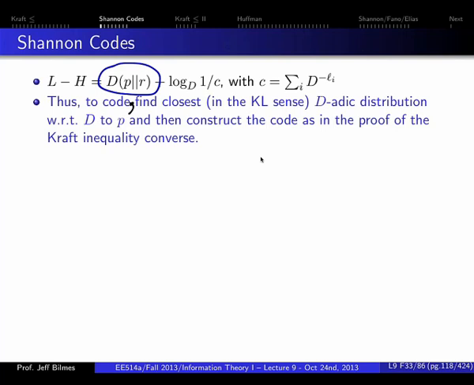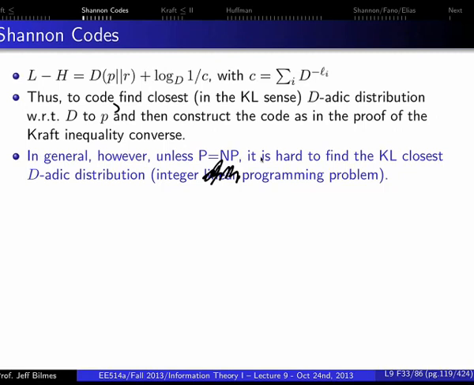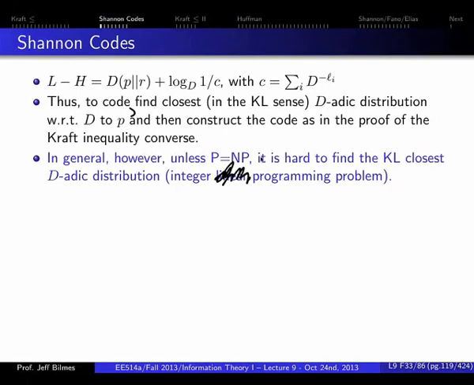But unfortunately, finding dyadic distributions is in general hard. Again, it's as hard as the NP-complete optimization problem for finding the optimal integer code lengths. It's the integer programming problem. So we can't do that.